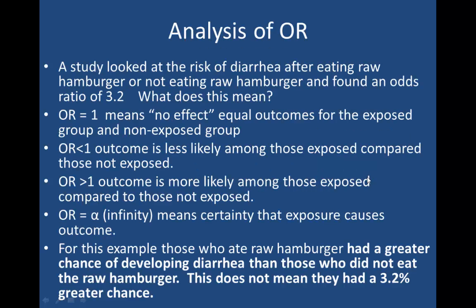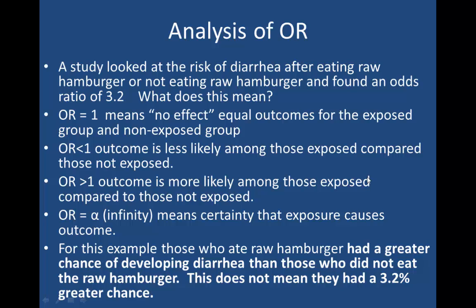So how do I approach the process of analyzing odds ratios? Here was a study that looked at the risk of diarrhea after eating raw hamburger or not eating raw hamburger, and it found an odds ratio of 3.2. So I need to know, I found a result in this study, an odds ratio of 3.2.